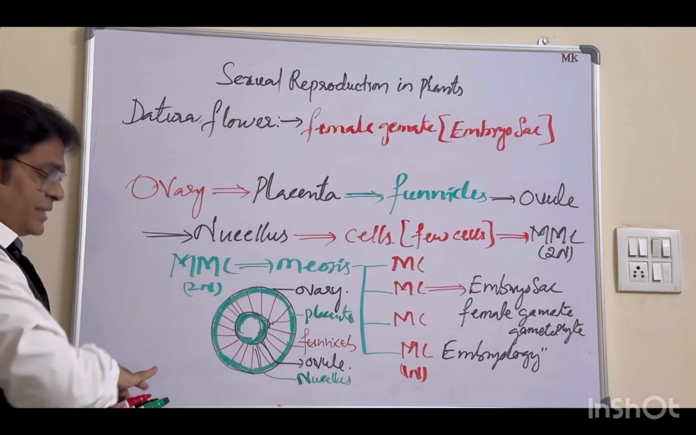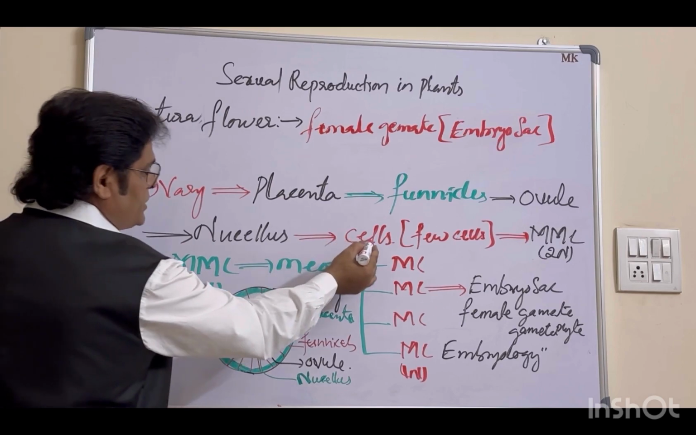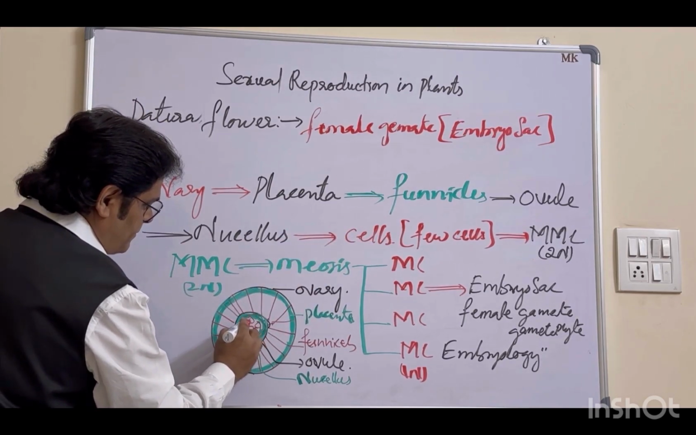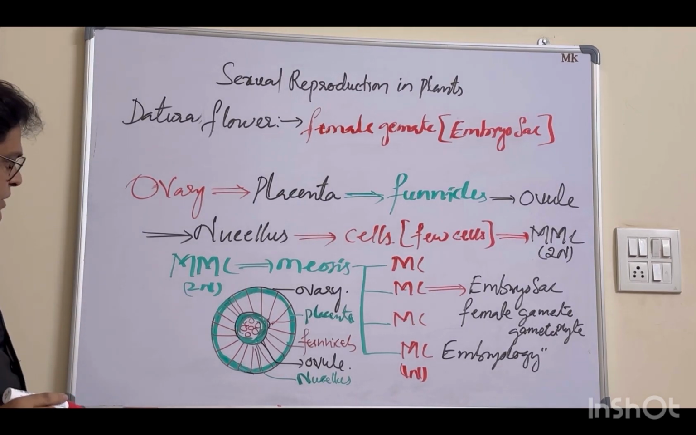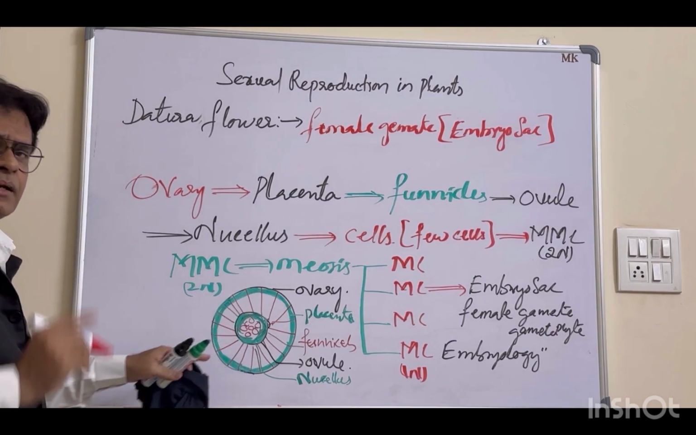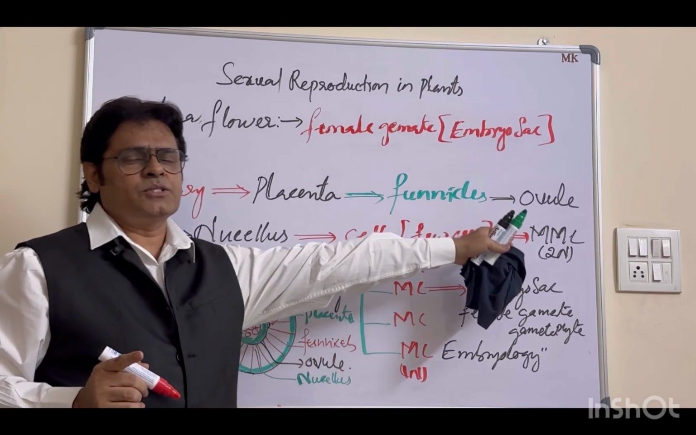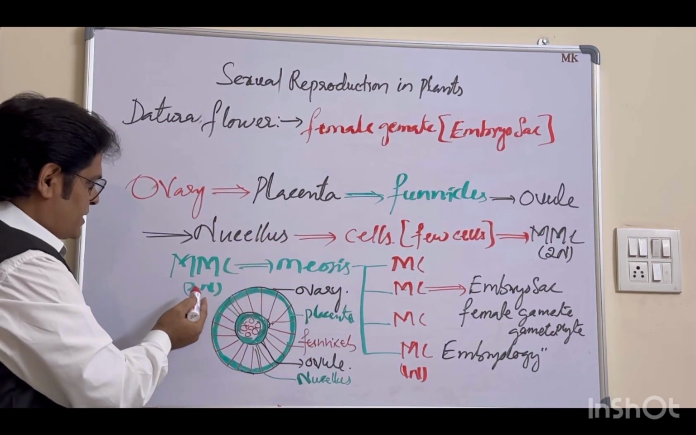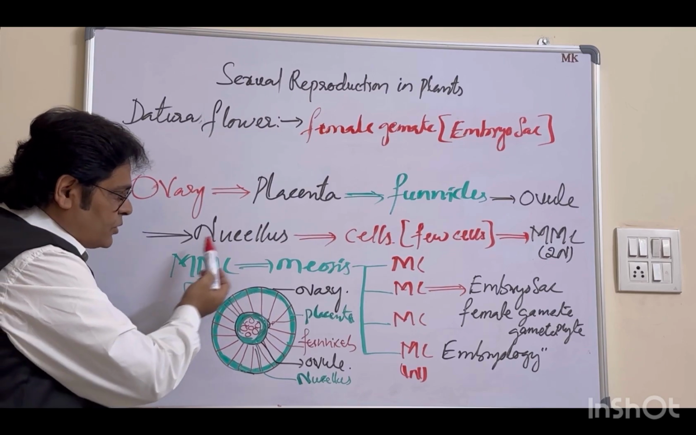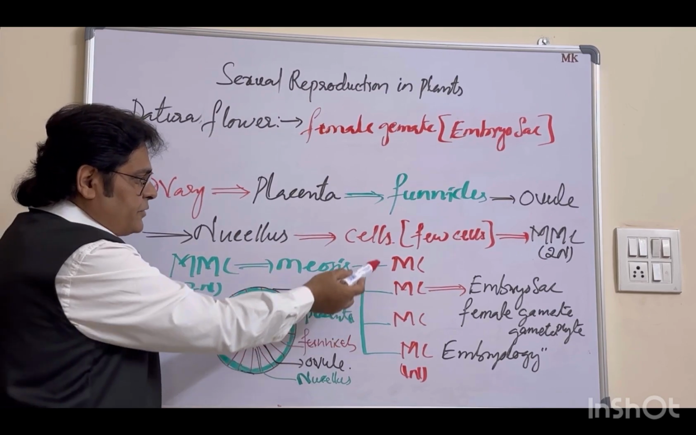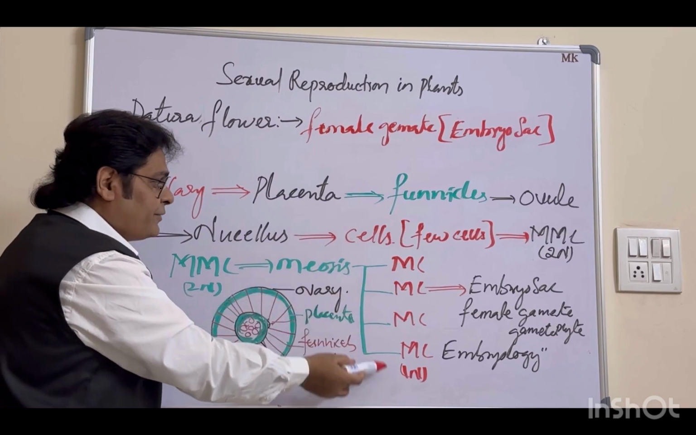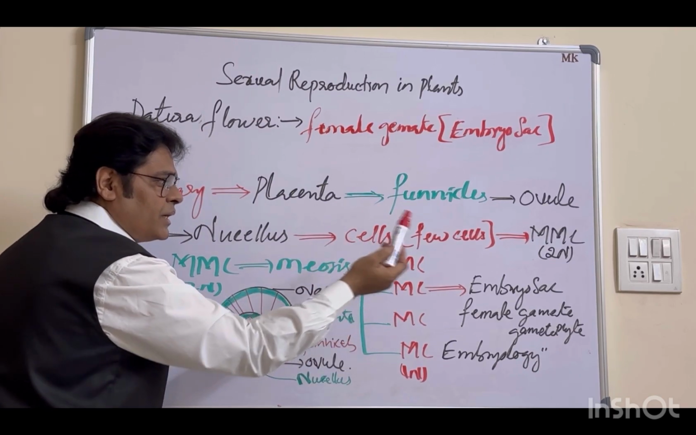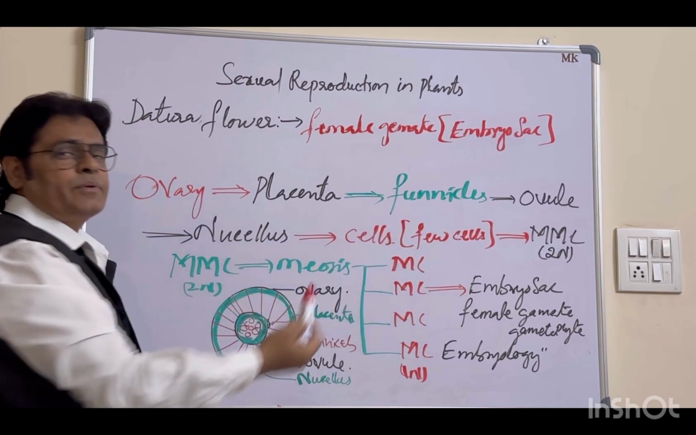And what is present inside the nucellus? I told you, a large number of cells. Many, many cells are present inside the nucellus. Out of many cells, a few cells convert into megaspore mother cells, which are in diploid condition. This megaspore mother cell undergoes meiosis and produces 4 megaspore cells. Out of 4 megaspore cells, only 1 has the capacity to turn into the embryo sac.